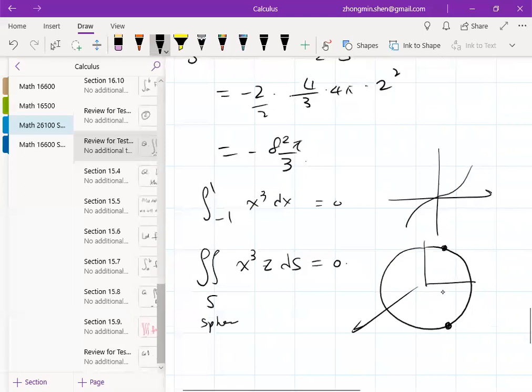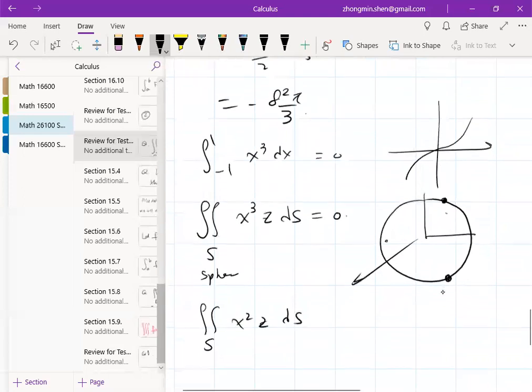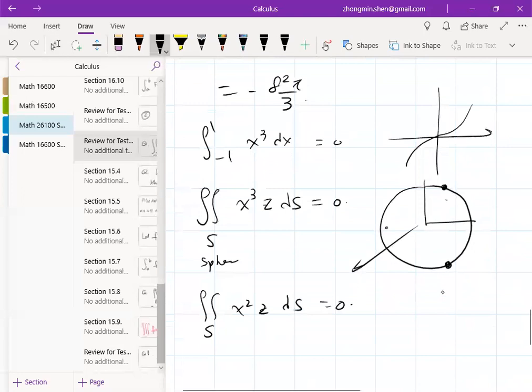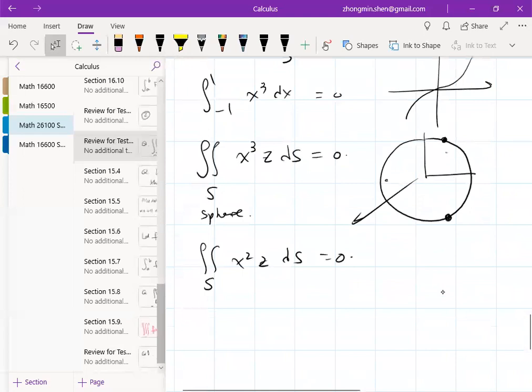Okay, that's the reason. And this function also, from the front side to the back side, is opposite. They have opposite sign because x changes sign, the -1 and +1, right? X cubed. So even if I change it to x squared, it will still be 0 because it's an odd function with respect to z. Okay, it's also going to be 0 on the sphere. So using symmetry is important to save you time on the computation.